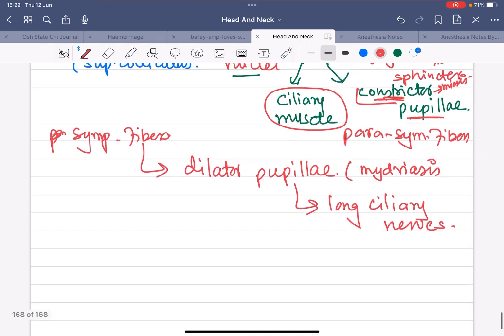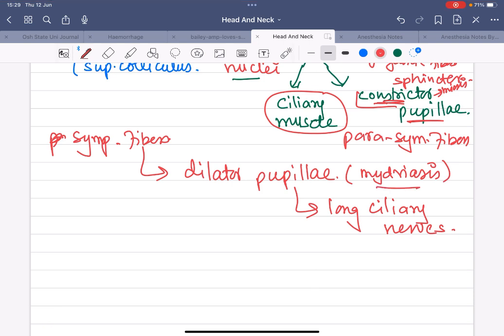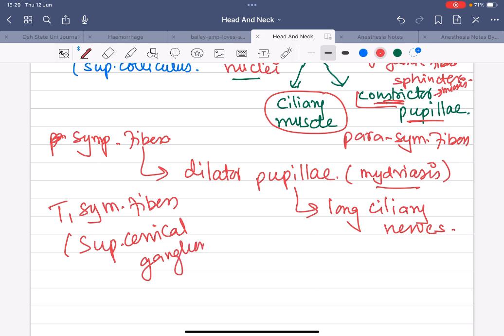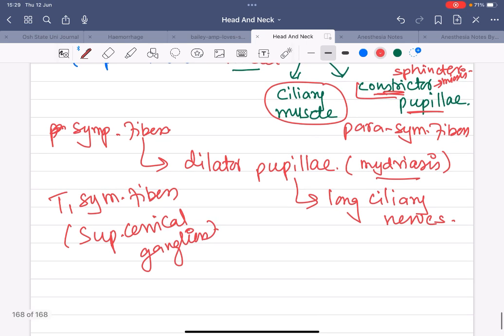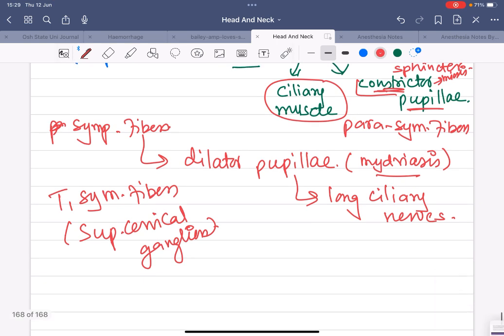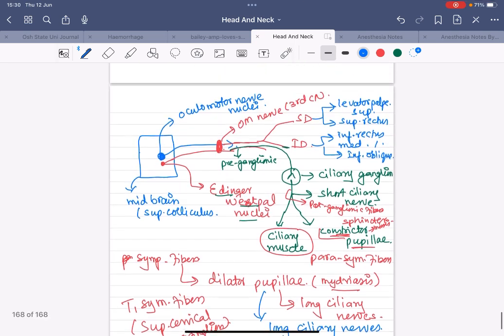It takes sympathetic fibers from T1, via the superior cervical ganglion, and then reaches the dilator pupillae through which nerves? The answer is the long ciliary nerves. Please remember this ciliary ganglion, it is very, very important.